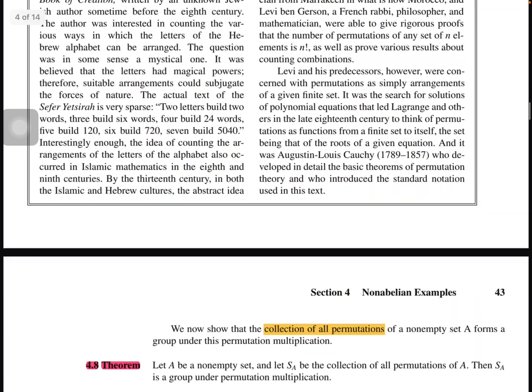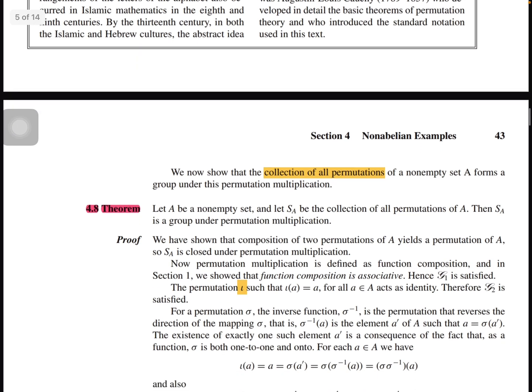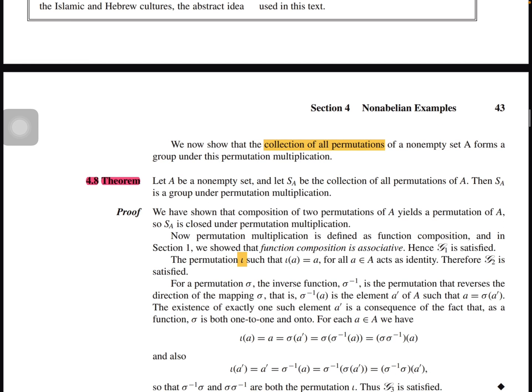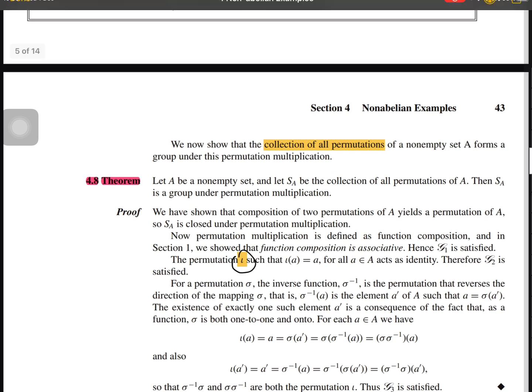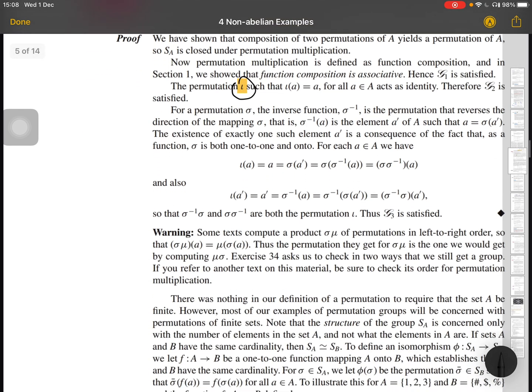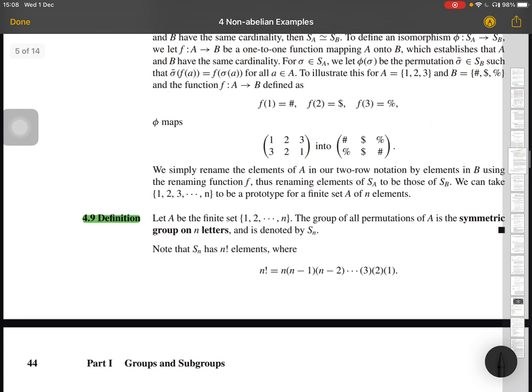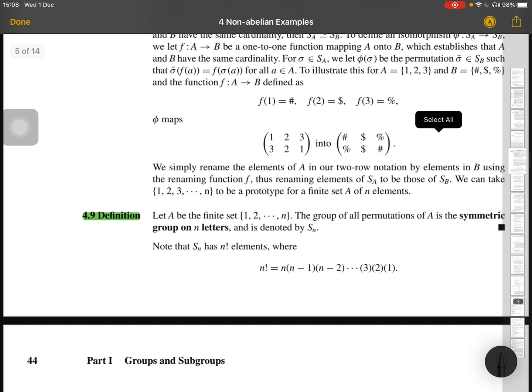Okay, examples of permutation groups are also given there. And then the collection of all permutations will form a group under the operation of permutation multiplication, and the identity is denoted by iota. What else? We were also introduced to this group, and we named it the symmetric group on n letters. We denote it by Sn, right?